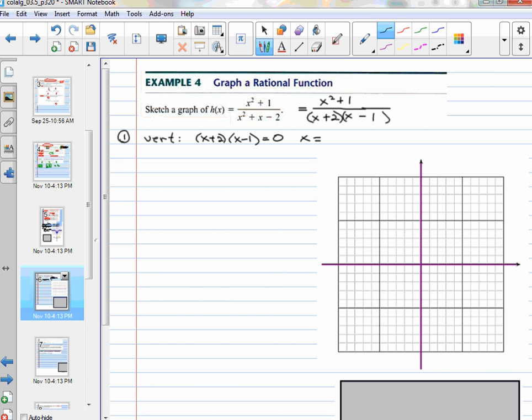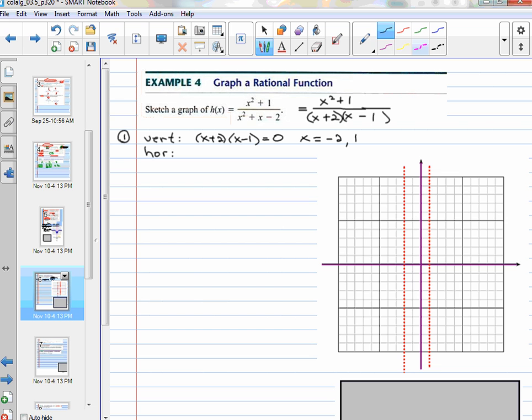So you tell me where the vertical asymptotes are. -2 and +1. So at x equals -2, there's a vertical asymptote. At x equals +1, there's a vertical asymptote.